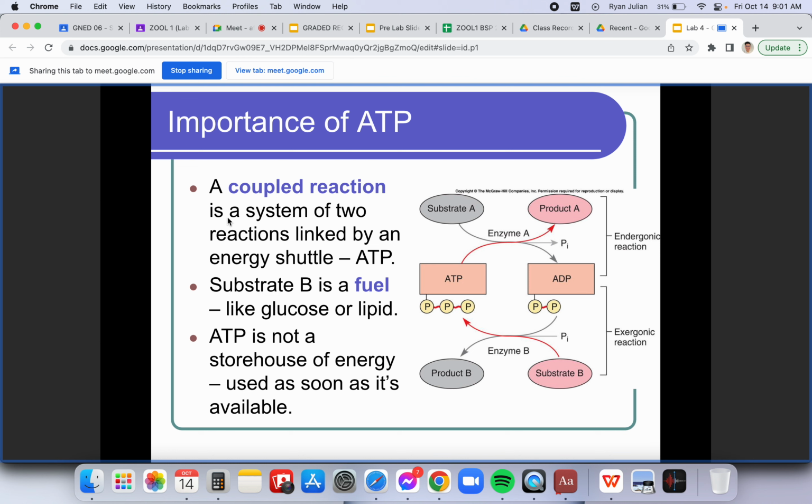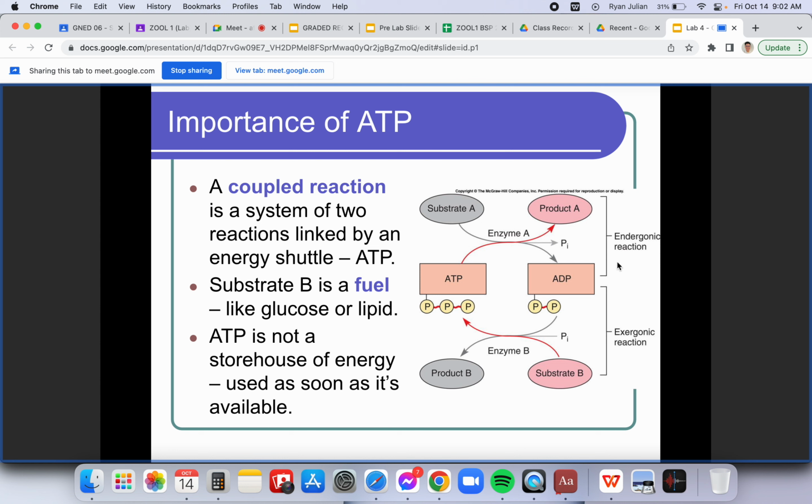A coupled reaction is a system of two reactions linked by an energy shuttle in the form of adenosine triphosphate, wherein substrate B is a fuel. Examples include glucose or lipid. ATP is said to be not a storehouse of energy, but it is used as soon as it's available. Take a look at this figure that you have here.